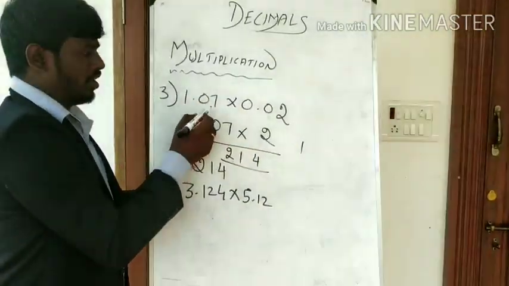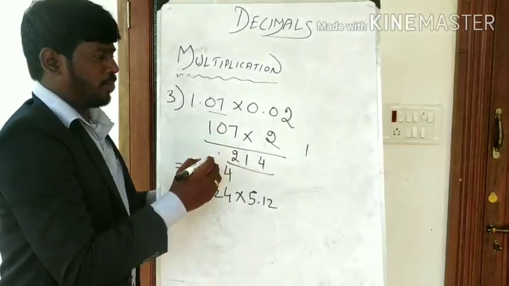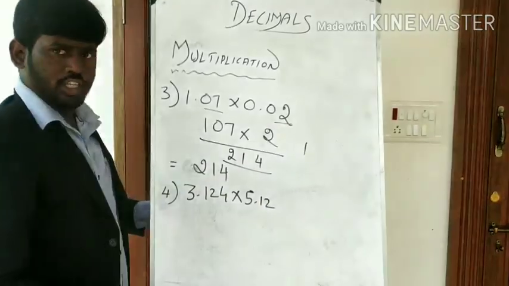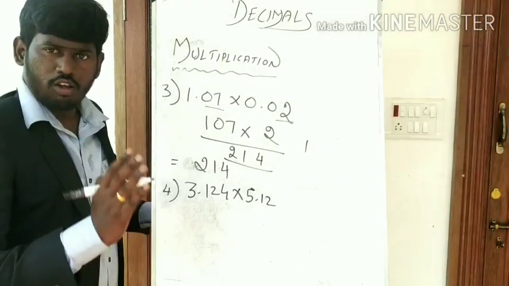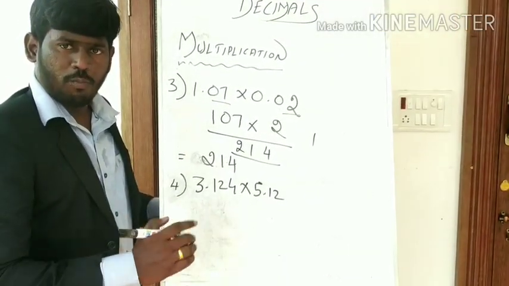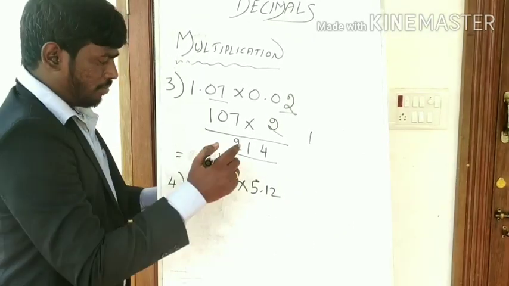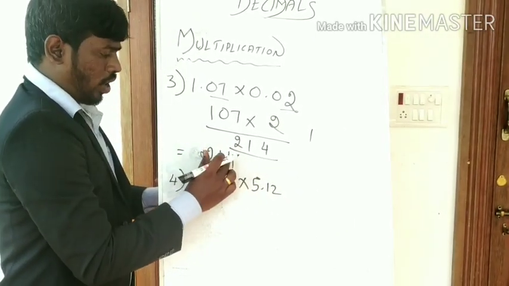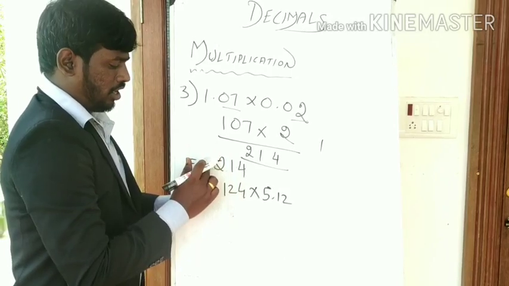Now see the question. On this side we have 2 decimal places. On this side we have 2 decimal places. So overall 4 decimal places. So we have to keep the point 4 places over. From here I am going to start 1, 2, 3, 4.